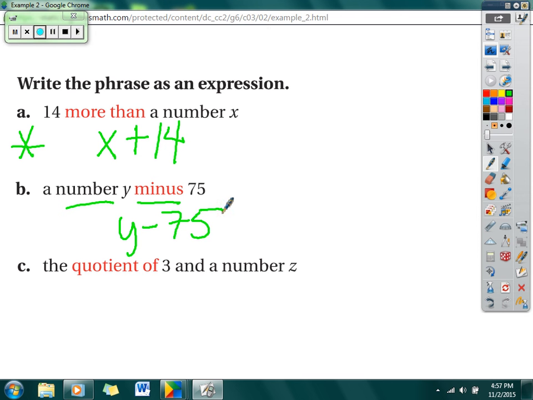In the last one, the quotient of 3 and a number z. Quotient means division, so I'm going to do the quotient of 3 divided by z. Now, when I do 3 and the number z in quotient, you go from left to right, and that's how it's written. Same thing with multiplication. I would recommend to pause the video at this time to do the on my own questions 1 through 6 on page 120.